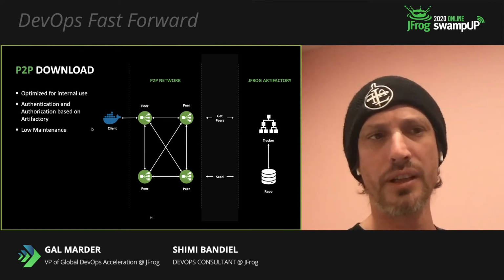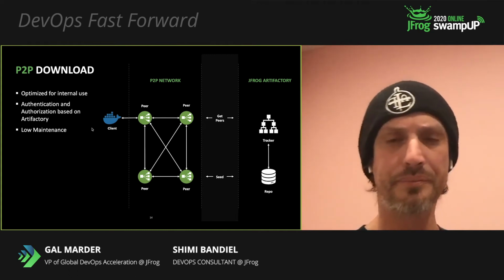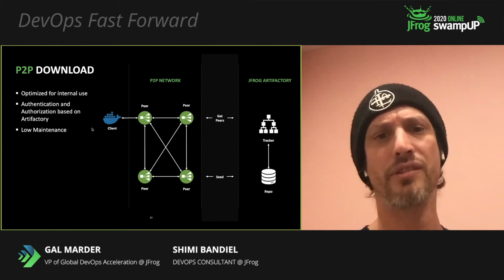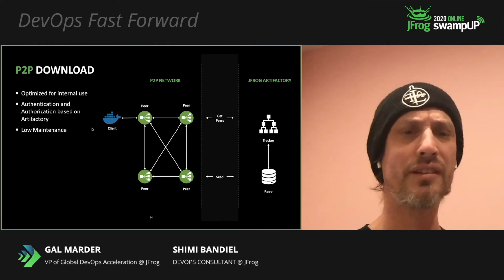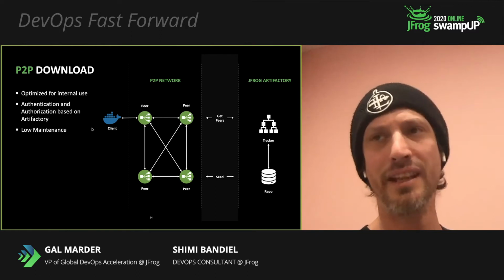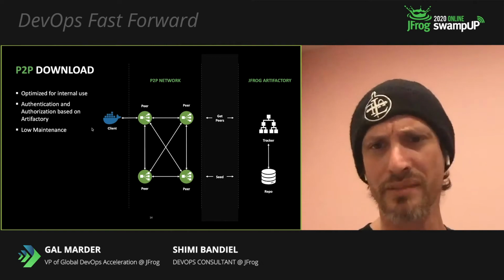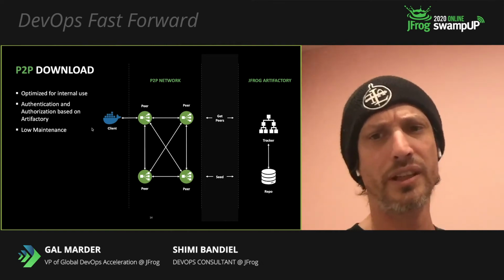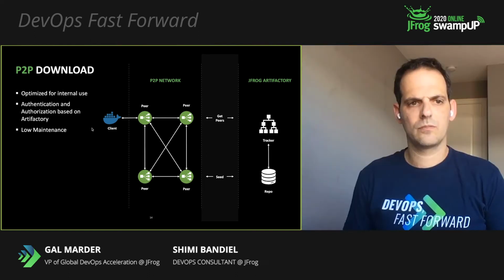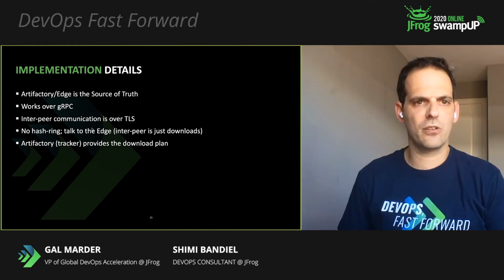What I do want to mention here is the solution is very low maintenance, because the peers themselves are very simple processes that you install on the nodes, on the client machines. It is very optimized for internal use, intra data center communication. And as I mentioned, Artifactory is serving as the source of truth. All authentication, all authorization is going, as usual, through the Artifactory or the edge node. Okay. So let's see how we achieve this. So what's under the hood there?